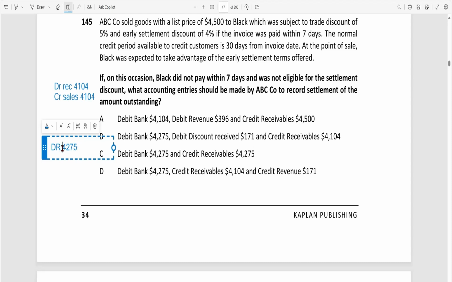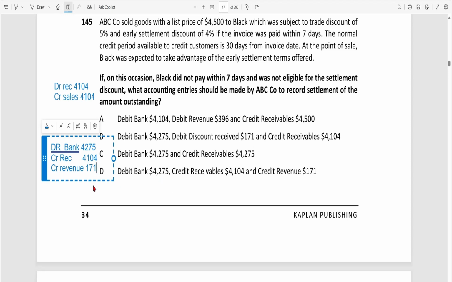And the debit will be bank or the cash, and as per the option there is only bank, so we will take bank. But on the credit part, receivable will be reduced by the same amount which we booked earlier. It will be 4104, but the difference will be revenue, because if the customer was unsure at the time of the sales, in that case the revenue amount would have been 4275, but we only booked 4104.